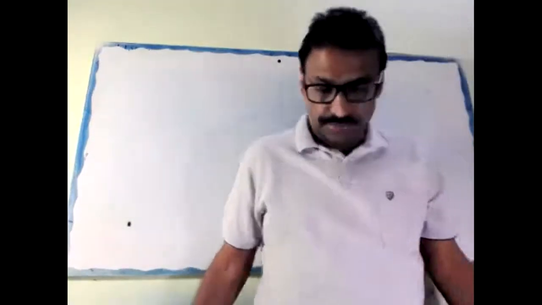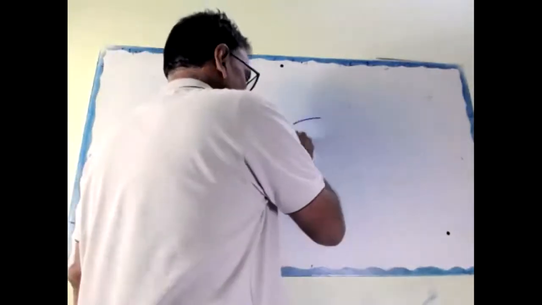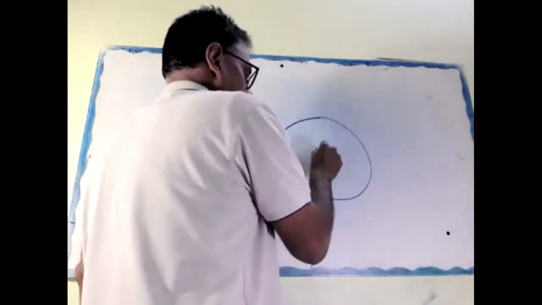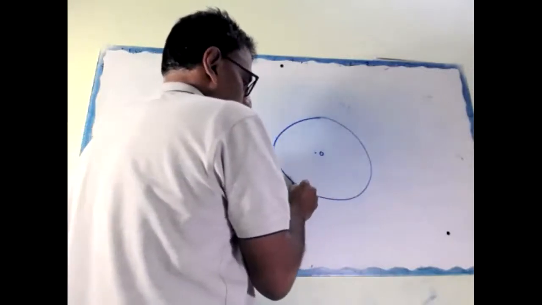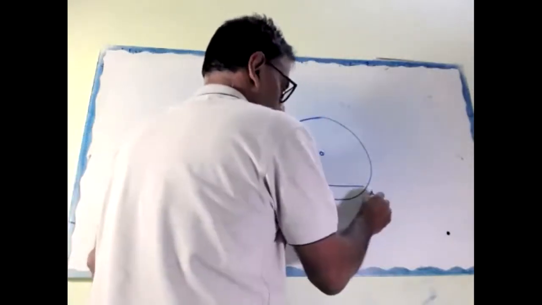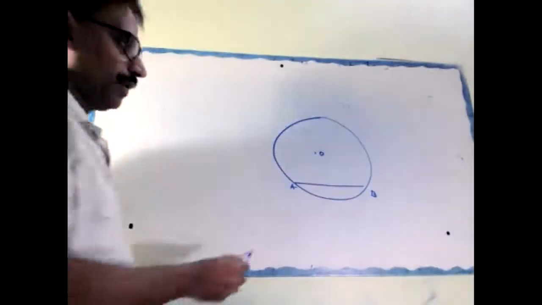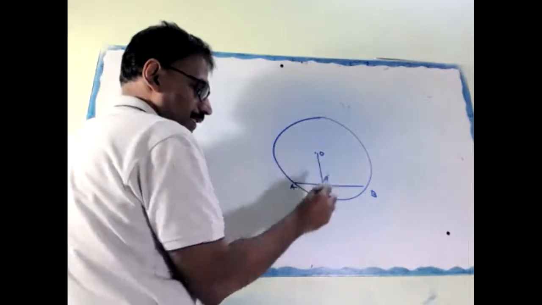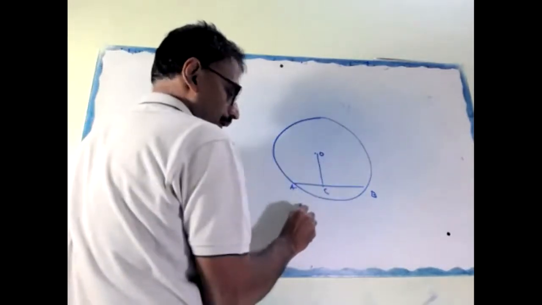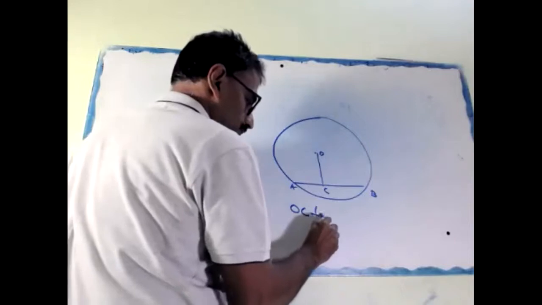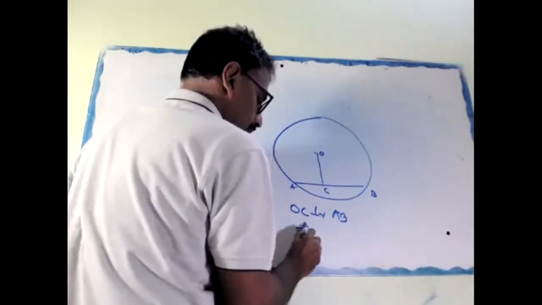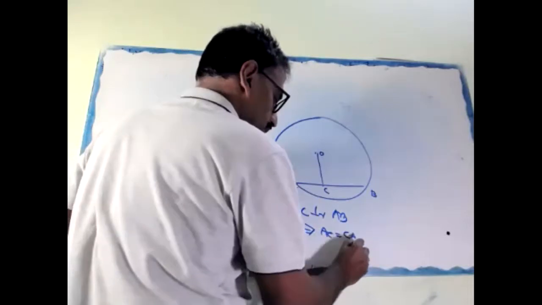Okay, listen here. This is a revision of circle. We learn circle, I just do some revision questions. Look at here. We learn circle here, center here. Okay, this is what we call chord. Then when you draw a perpendicular from the center, it bisects the chord. So if OC is perpendicular to AB, then AC equals CB.